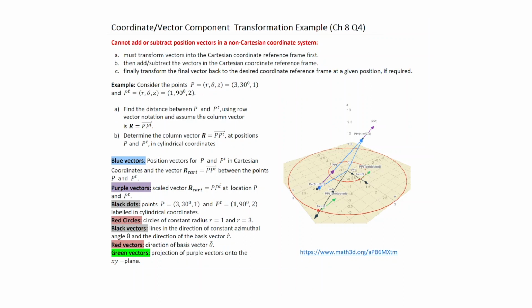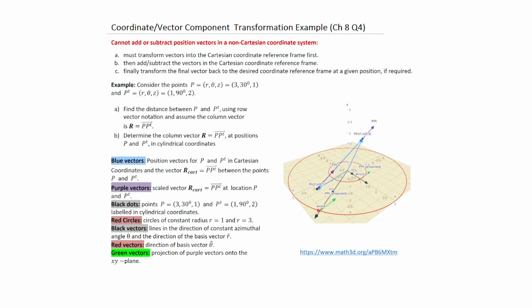All right, so let's go through an example, which is question 4 from chapter 8. Just in red, you cannot add or subtract position vectors in a non-Cartesian coordinate system. Why? Because the orientation of the vectors will be changing depending on where you are. So we can't do it. So what do we do? Well, we have to transform the vectors into the Cartesian coordinate reference frame first. Okay, we know how to do that because we have the transformation matrices.